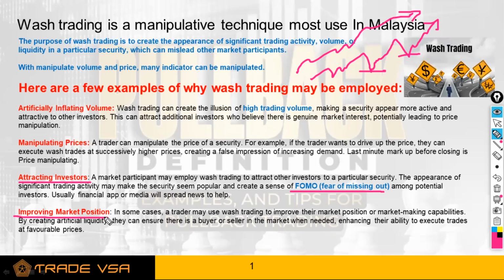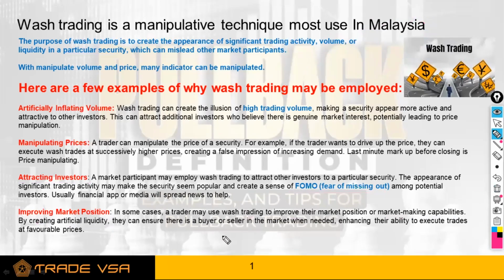In the same case, a trader may use wash trading to improve their market position or market-making capability by creating artificial liquidity. So this is one thing that you will see created. Sometimes you can see the manipulated volume coming up, and certainly the high drop is on the highest volume. This puzzles a lot of investors: how come everything is good, but with a small piece of negative news, the whole thing drops?